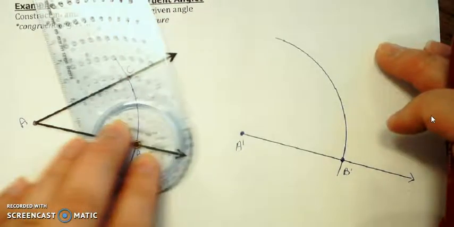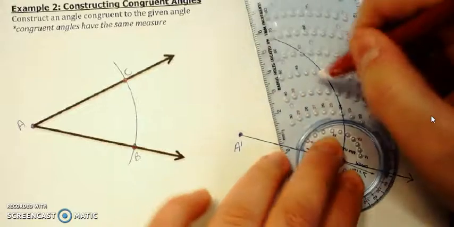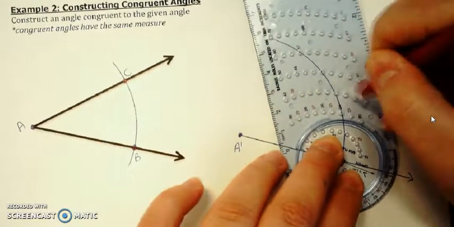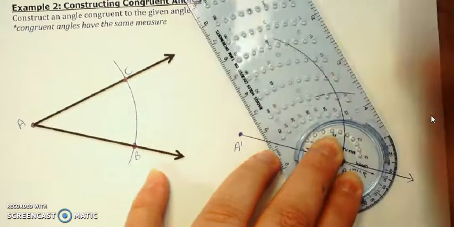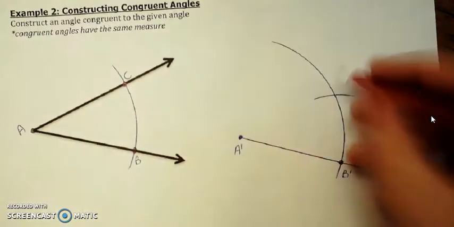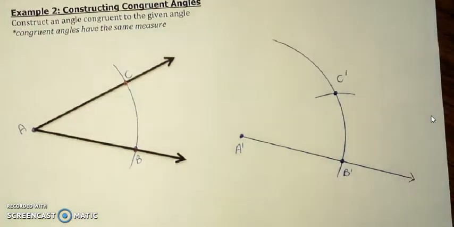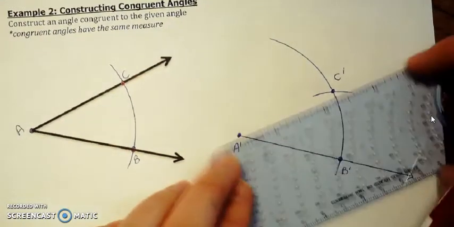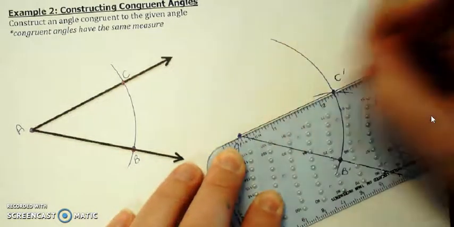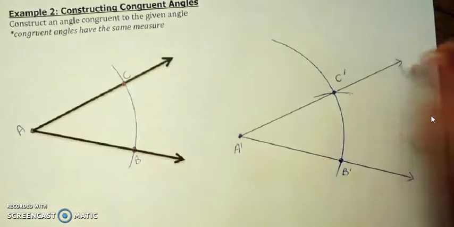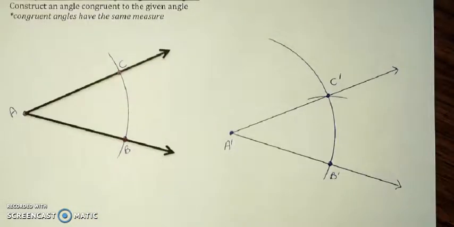So I'm going to slide over to my construction, put the gold part on B prime, and I'm going to go up to 1, 2, 3, 4, and you're just going to make a little arc. Now, where that intercepts the other arc that you had drawn, that's going to be your C prime, and then the only step you have left to do is connect up the vertex of that angle with that intersection. And there I have copied. These two angles are the same measure.